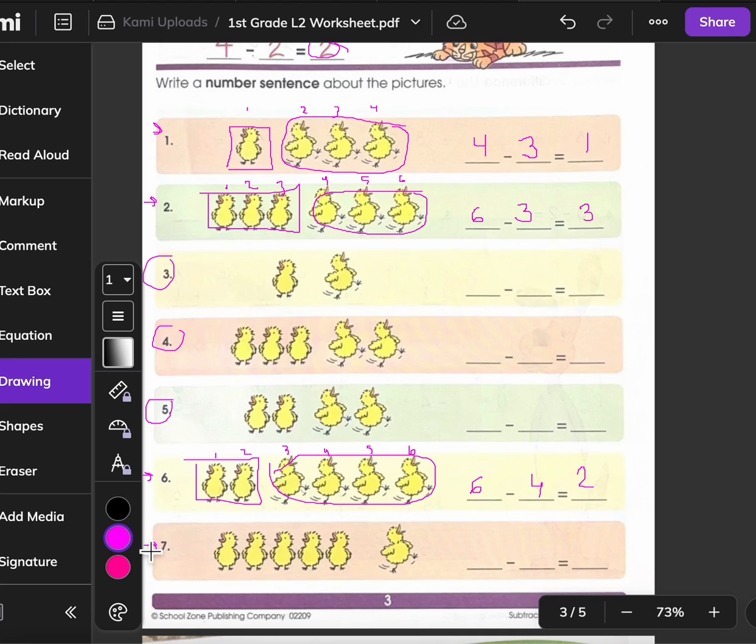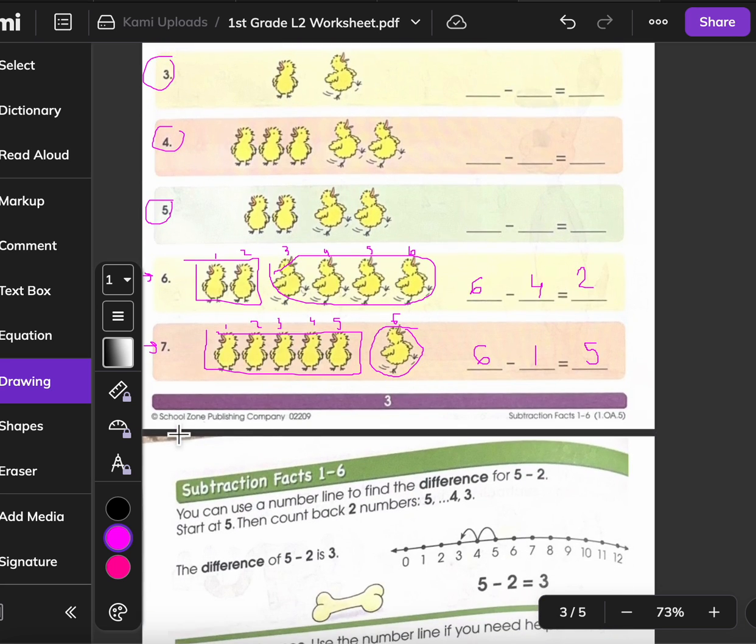Last one on this page. 1, 2, 3, 4, 5, and 6 ducks. So that's what goes here. 1 of them is running away. So we're going to subtract 1 from 6. And we have 5 that are still there. So the answer is 5. So go ahead and try 3, 4, 5 on your own.